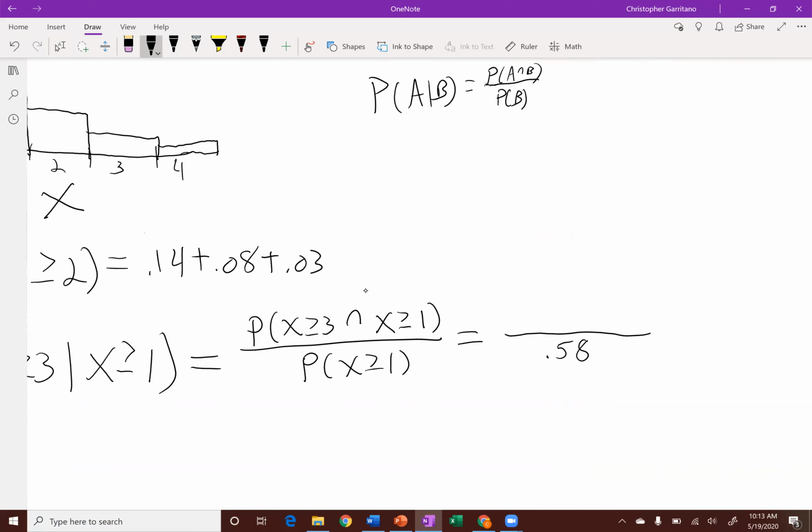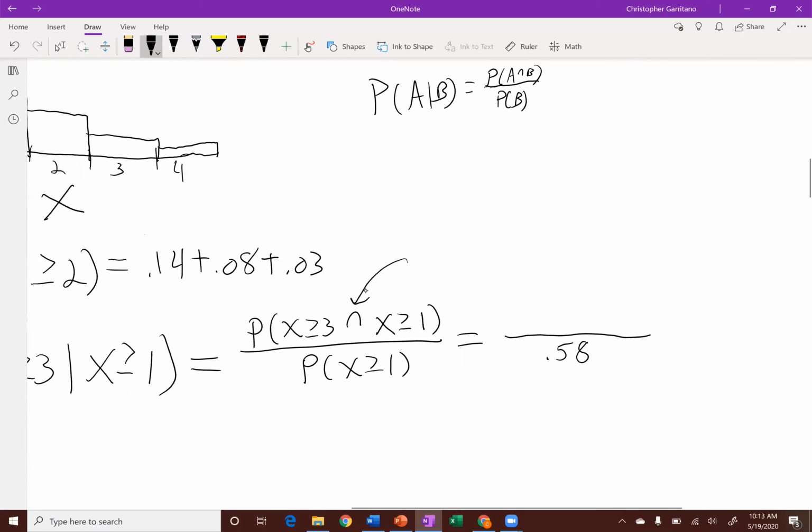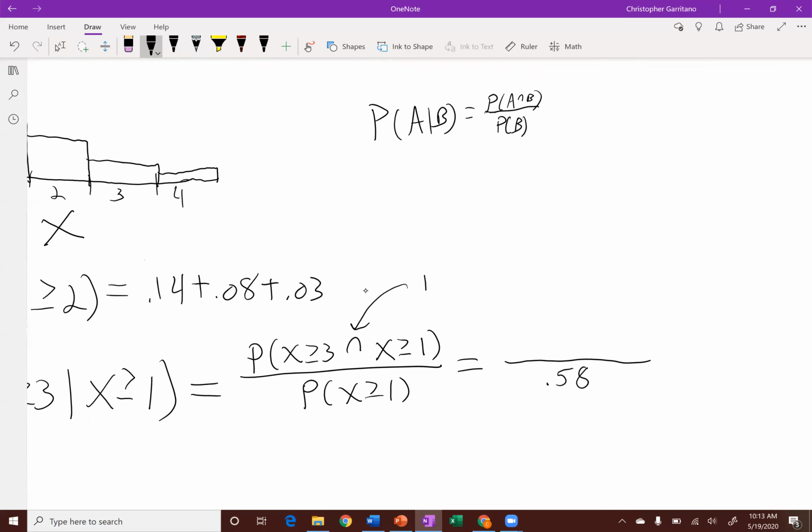You might remember that this symbol here, we use the word and in the context of probability, but you also might remember it as intersection.